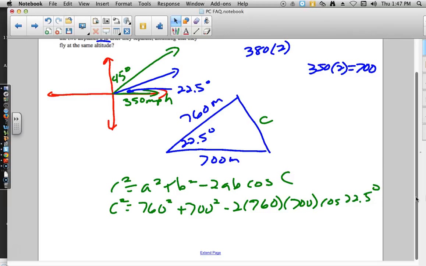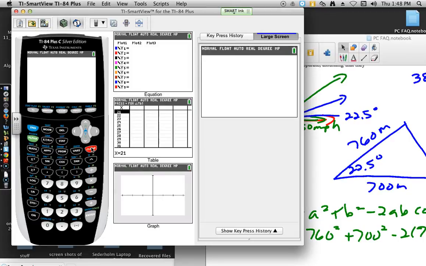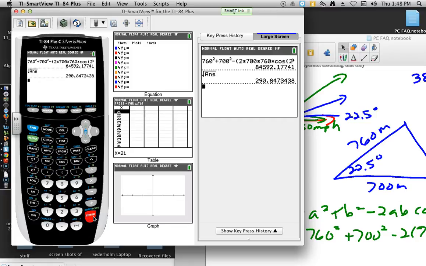And because it very well may be that you had all of that math right, but then you went ahead and punched it in wrong, I will go ahead and punch this in. We've got 760 squared plus 700 squared minus parentheses, because everything after this needs to be subtracted, 2 times 700 times 760 times the cosine of 22.5 degrees. Now that's C squared, so I need the square root of that. Second, square root, second, answer, enter.